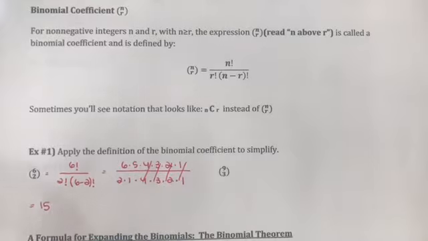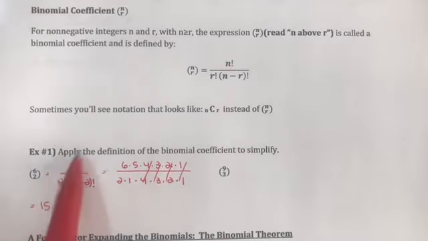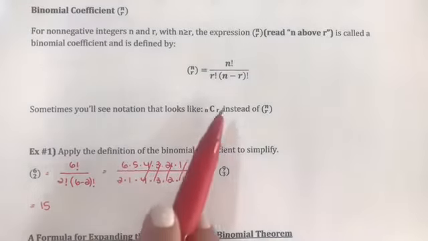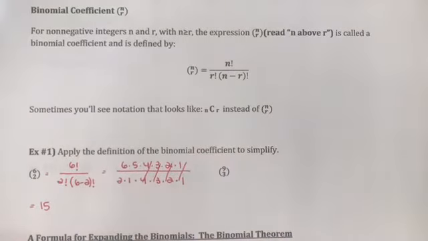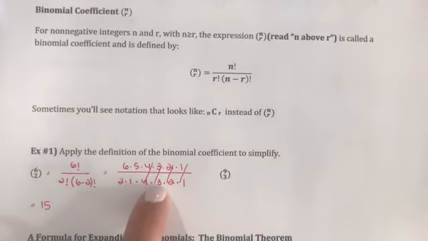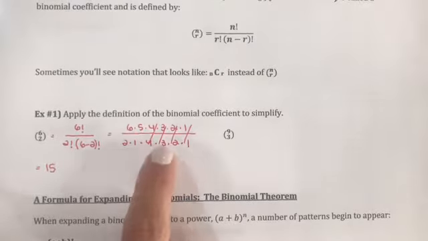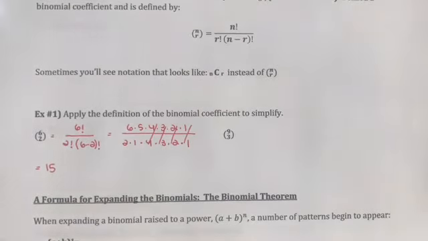I would expect you on a quiz to be able to set up the initial factorial notation, just like how we have up here, and also to be able to find the final answer. You can find it just by multiplying out like we did here, or you can use your calculator. I am going to show you how to do that in 2 different ways.